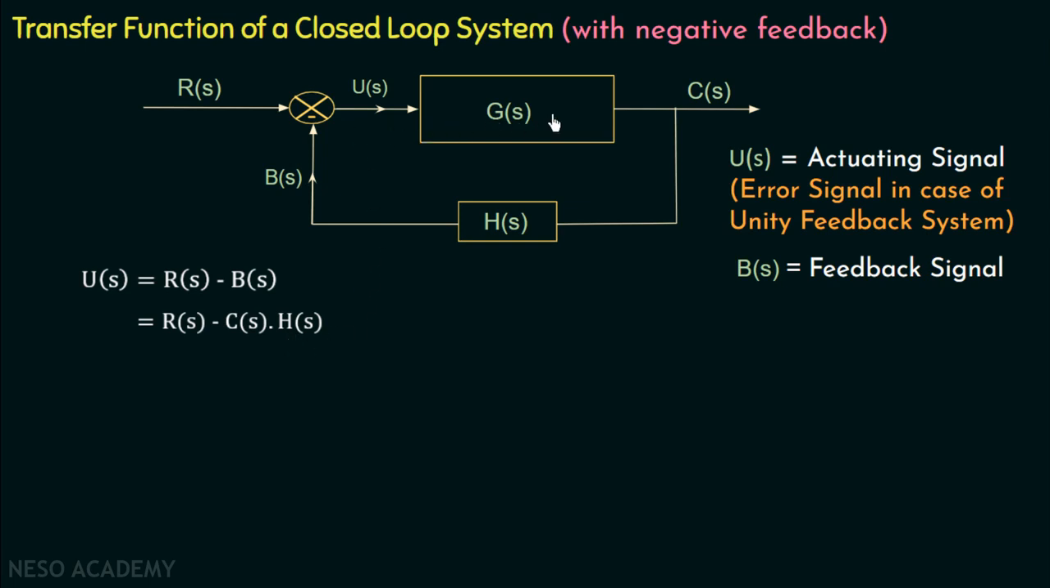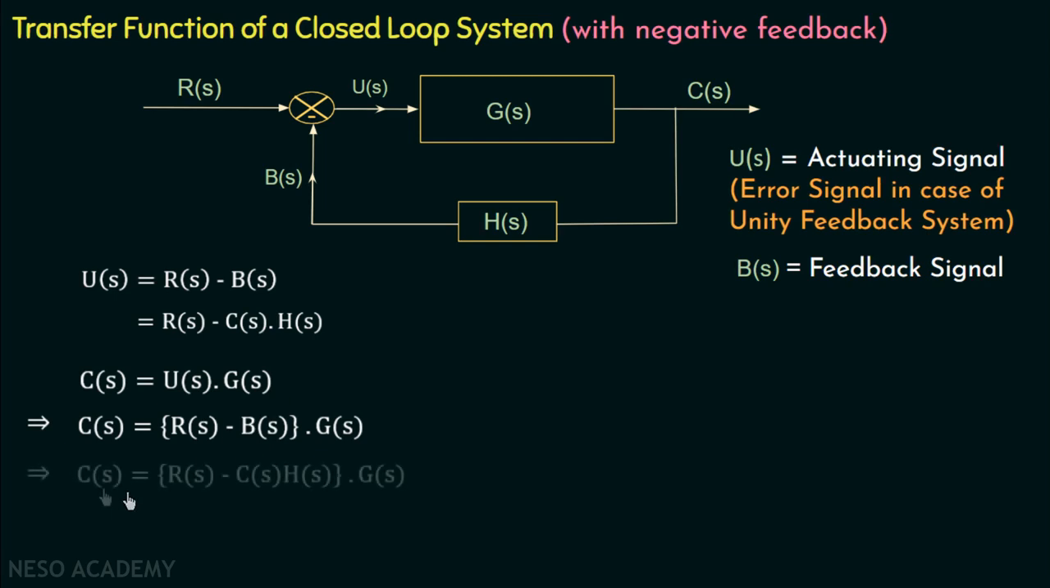Now if we observe the forward path of the system, then we can say C(s) is the multiplication of G(s) and the input U(s). U(s) is the input to this system, and that's why U(s) multiplied with G(s) will be equal to C(s). So we can write C(s) equal to U(s) multiplied with G(s). Now we will replace U(s) with this equation. So we will have C(s) equal to R(s) minus B(s) multiplied with G(s). And B(s) is equal to C(s) multiplied with H(s). So we will have C(s) equal to R(s) minus C(s) multiplied with H(s), multiplied with G(s).